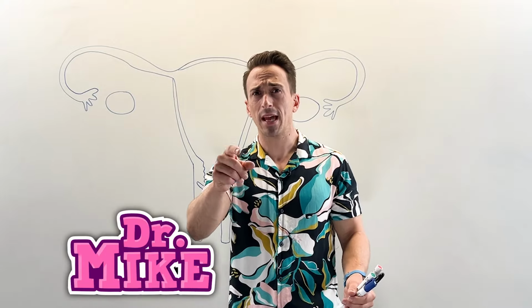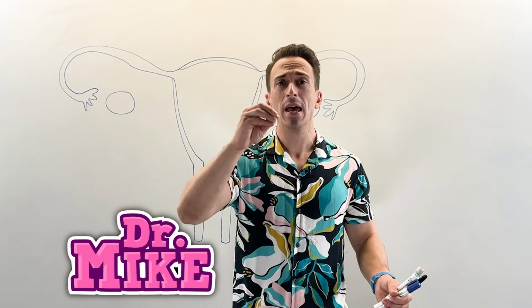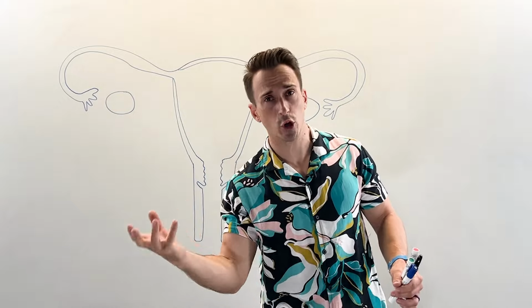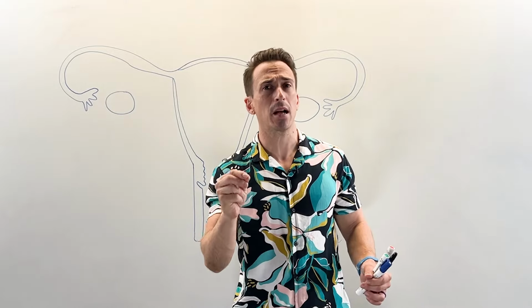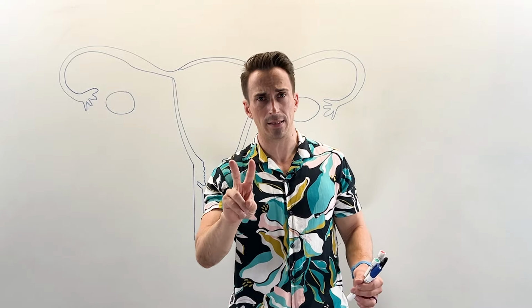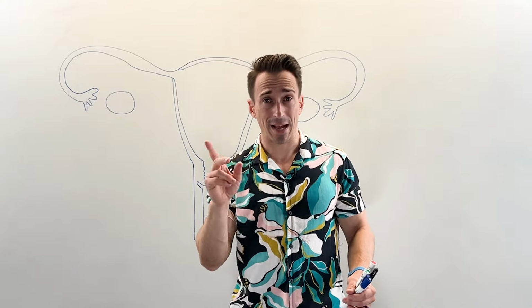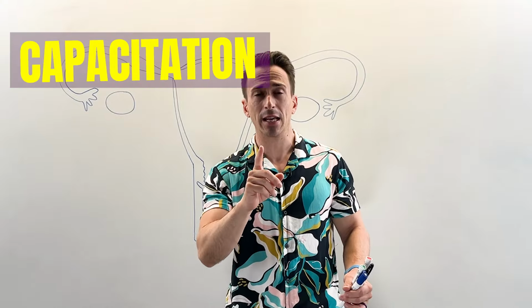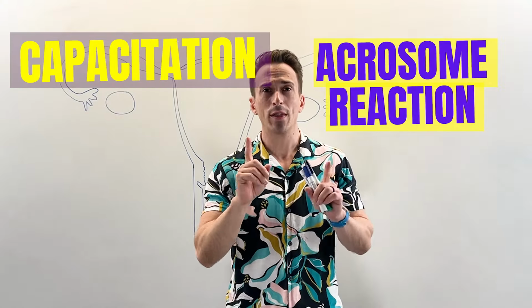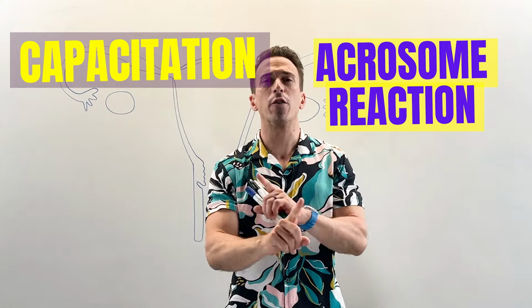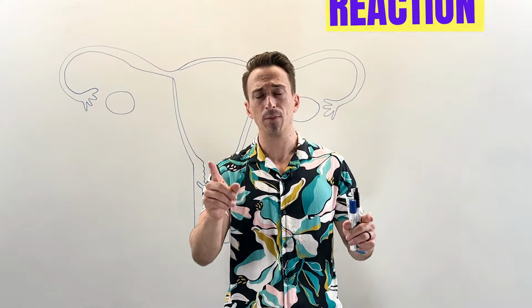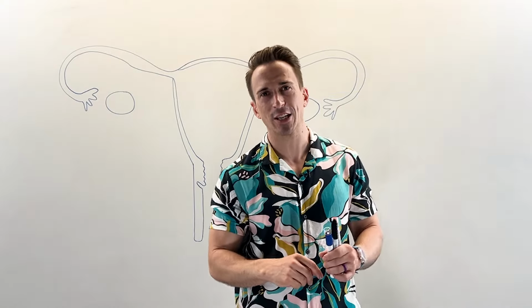It's important to understand that before a sperm can fertilise an egg, which we call an oocyte, that sperm must undergo two really important events. The first of which is called capacitation, and the other is called the acrosome reaction. Without these two events, fertilisation cannot occur. And that is the focus of today's lecture.